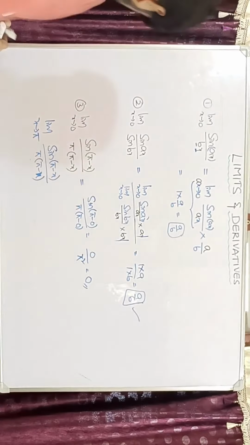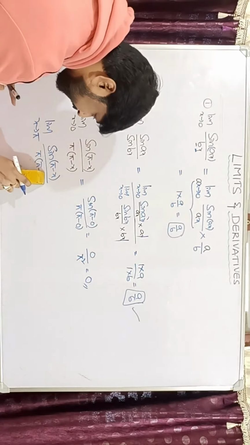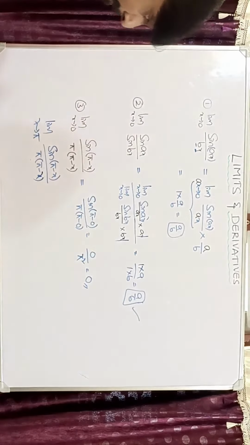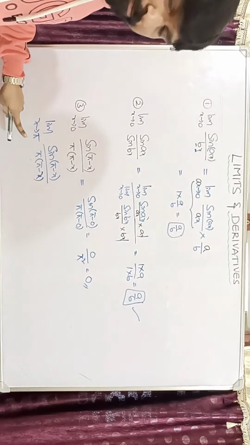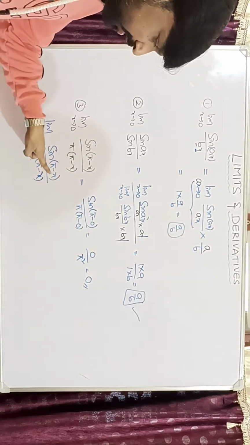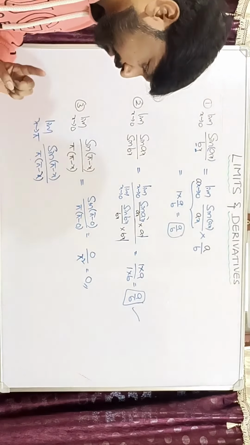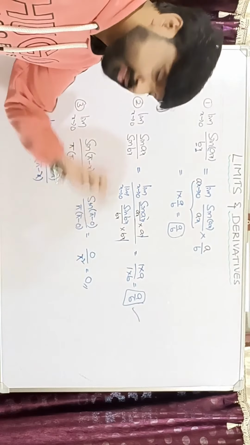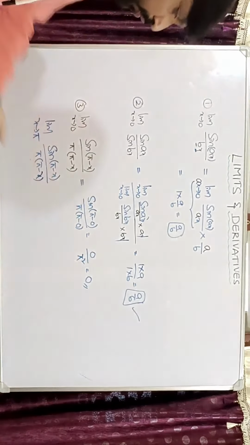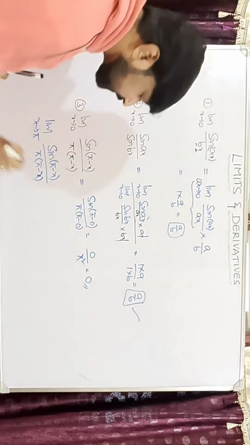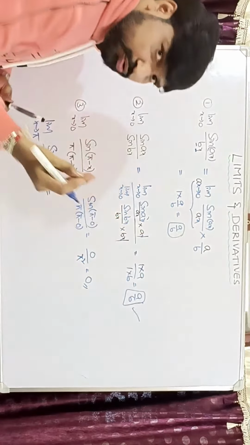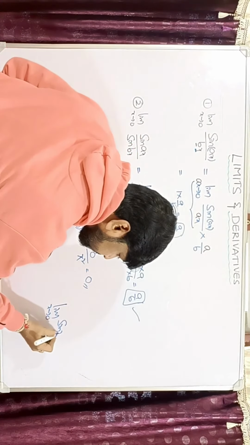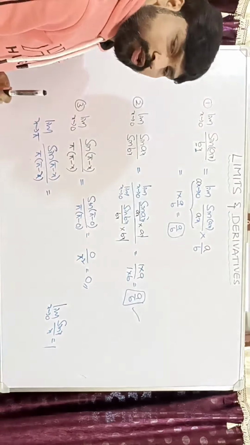Now if you give the question like this, limit x tends to pi instead of 0, by that time what happened? If you take pi minus pi, 0, sin 0 is 0, so you are getting 0 by 0. So direct substitution like this is not possible. So what to do? You need to take the help of the formula. What is the formula? Limit x tends to 0, sin x by x is equal to 1. This formula only you are going to apply.